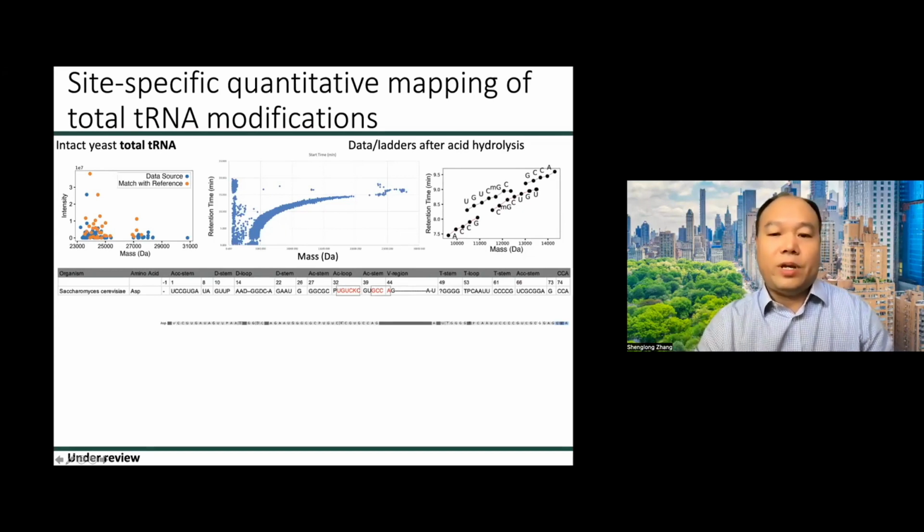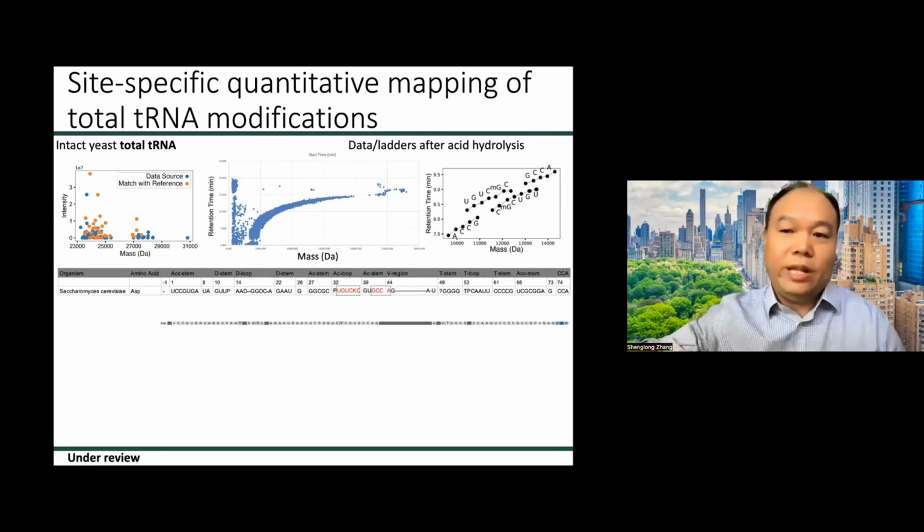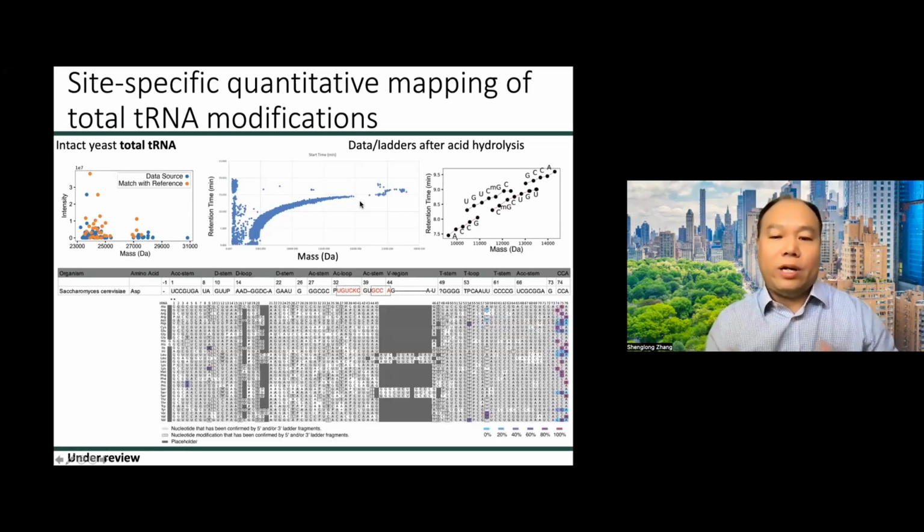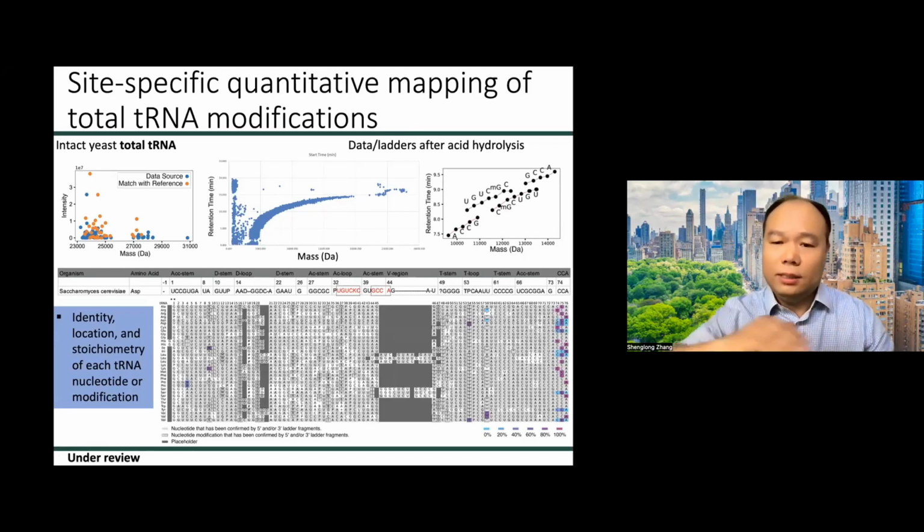And with that information, we can find all the fragments in the acid equivalent data. So one by one, we can get all the tRNA types and their sequences, and we can get information about the identity, location, and stoichiometry. So I'm running out of time.